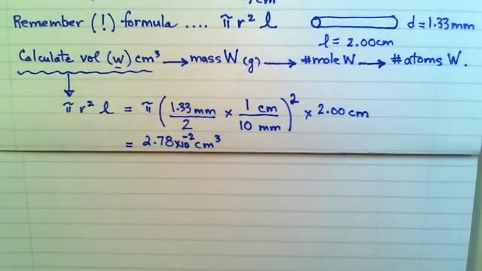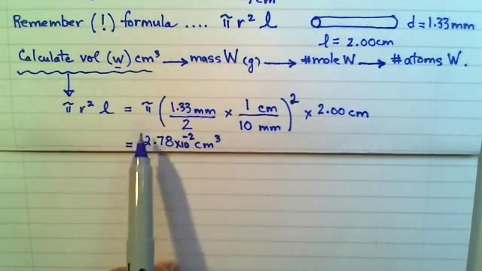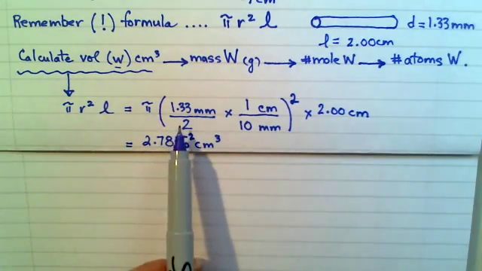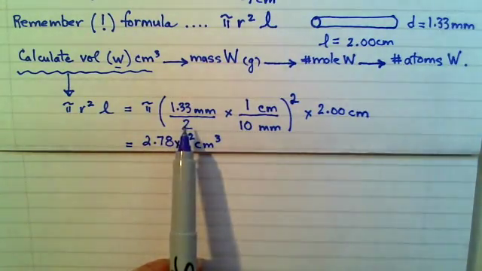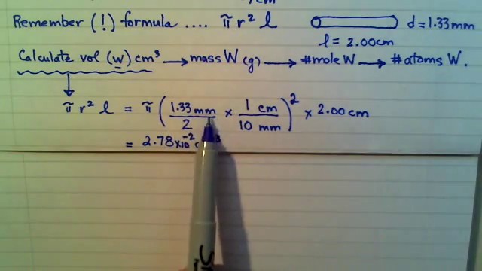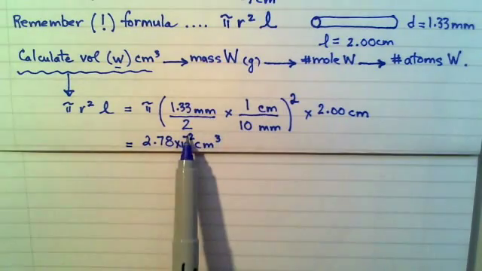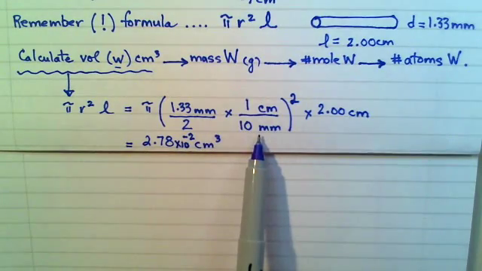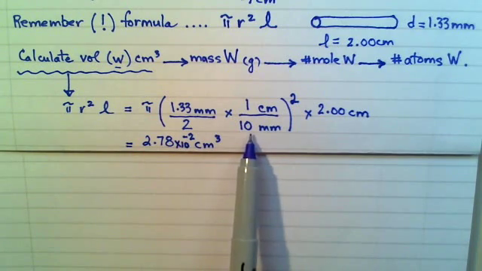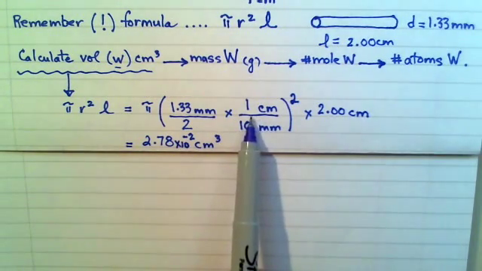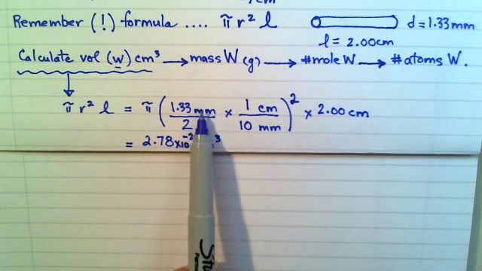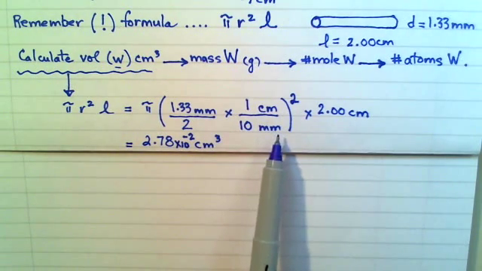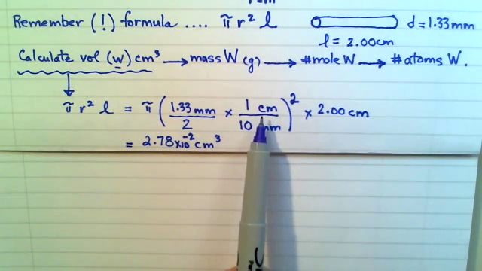Using my formula, pi r squared times the length, pi open bracket, my radius r is half the diameter that's given. The diameter was given as 1.33 millimeters. Half that to get my radius. I need to convert millimeters to centimeters, so I'm using a little metric conversion here. I know there are 10 millimeters in 1 centimeter. So inside the brackets I can get rid of my millimeter units and have centimeters.